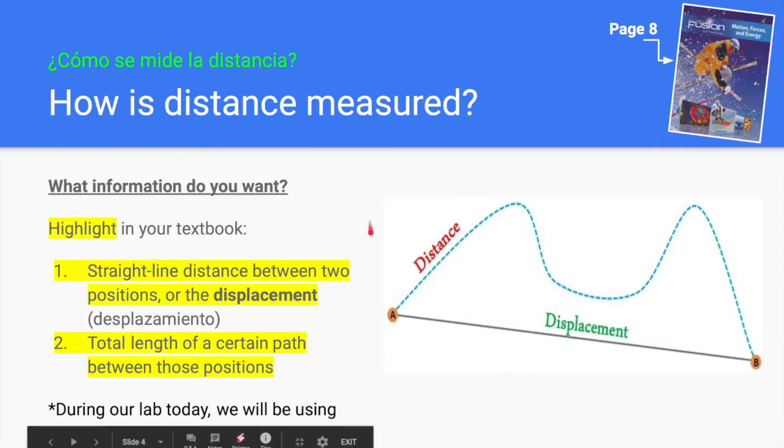I'll come back to this in a second, but first let's look at number 2, which says total length of a certain path between those positions. So if I'm trying to get from point A to point B, and my path goes all the way up here and down and up again and back down, we can measure that total length of this path. Or we could say, maybe there's a shortcut that goes just right through this straight line, which is called the displacement. Now, friends, as you can see down here, it says, during our lab today, we will be using straight line distances. We'll come back to that later.